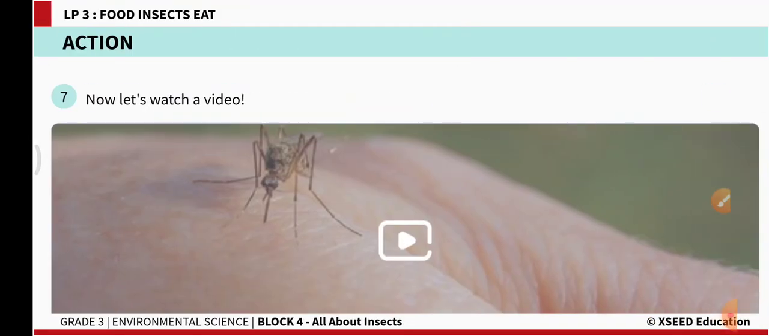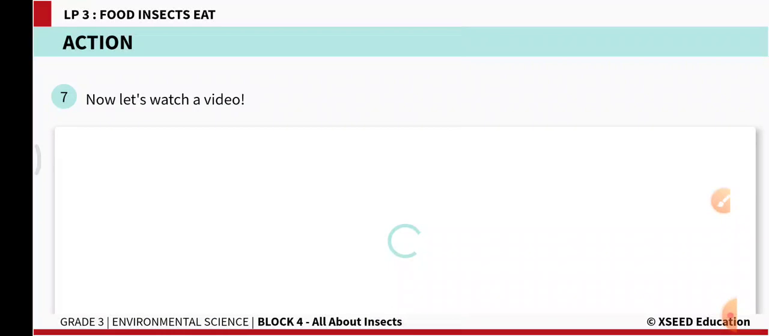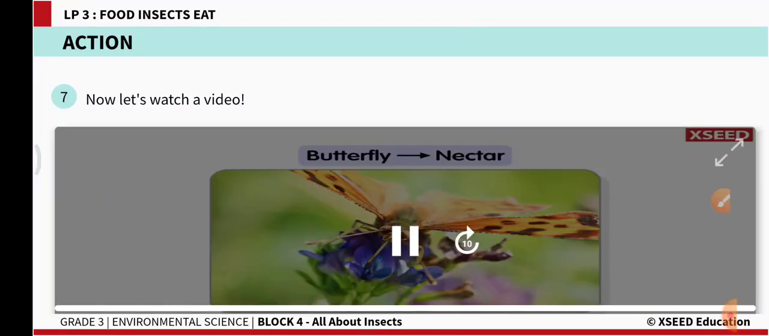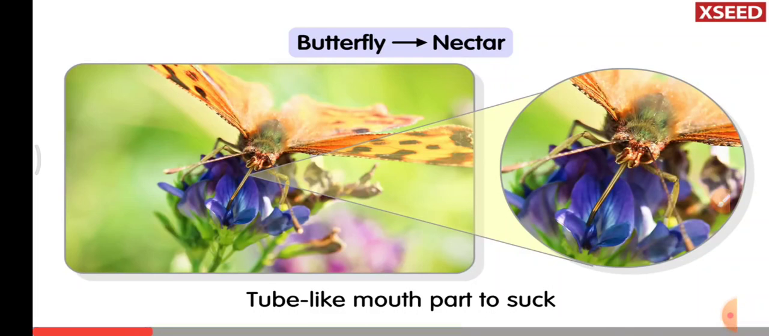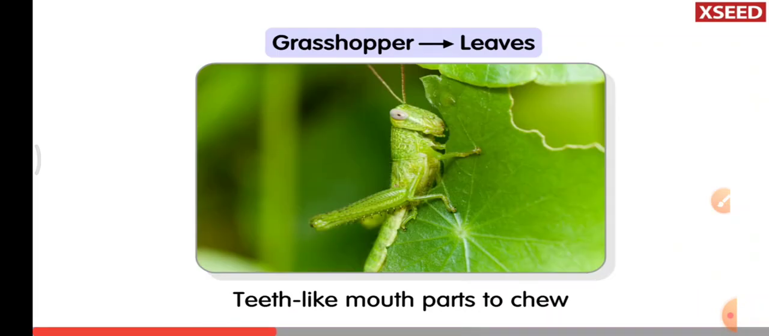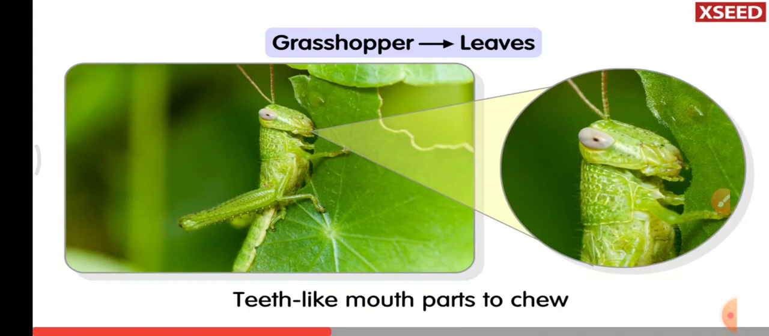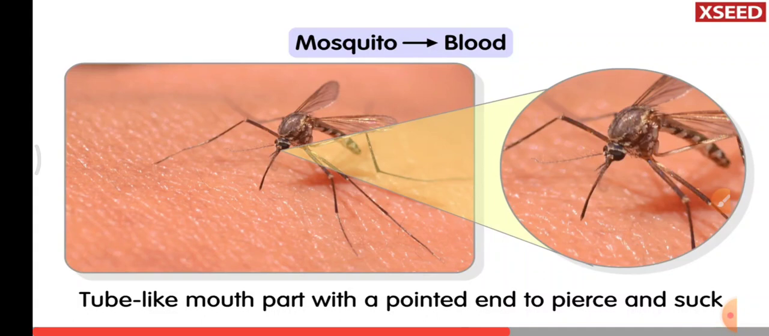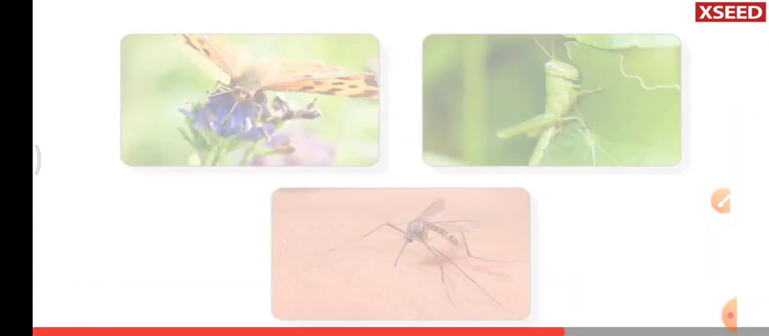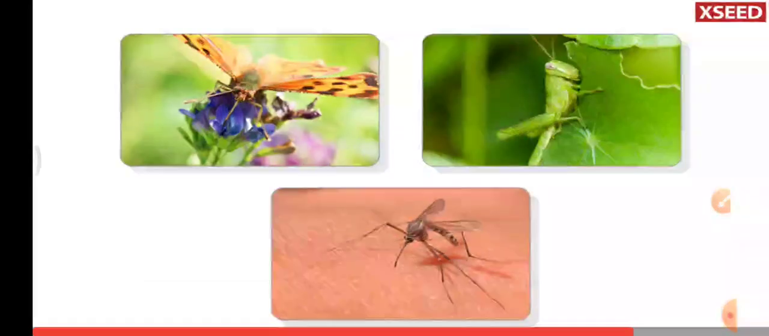Now let us watch this video. Here we can see that different insects are eating different food, right? A butterfly has a tube-like mouth to suck. A grasshopper's mouth parts are like teeth to chew the leaves. And a mosquito has a tube-like mouth part with a pointed end to pierce and suck.